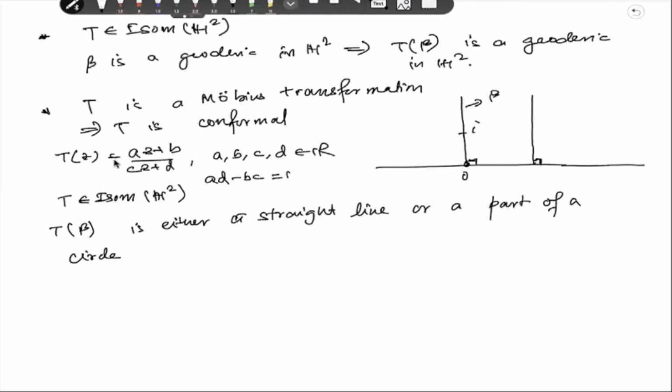And T of beta could be a part of a circle. So again, it cannot be something like this, because this orthogonality has to be preserved. Here it is not orthogonal, so this possibility will not be there. So the circle will be of this form only. The circle will be orthogonal to the real axis, and it is nothing but the semicircle.